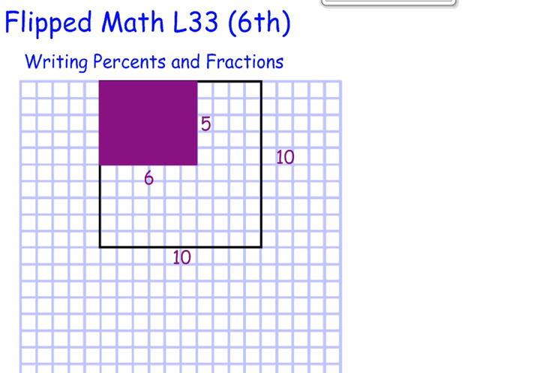Today we're going to talk about writing percents and fractions and how the two work together, and we can cross back and forth between the different areas.